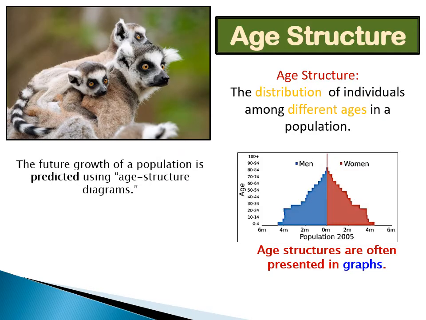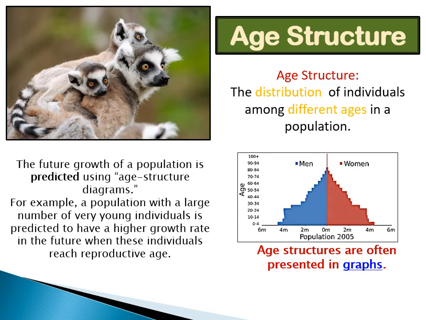So the future growth of a population is predicted using these diagrams. If you have a large number of young, just like I said, you're predicted to have a higher growth rate because you have more individuals that can reproduce into the future and produce more kids, and then it will just keep being shaped like a pyramid that gets bigger and bigger at the bottom.